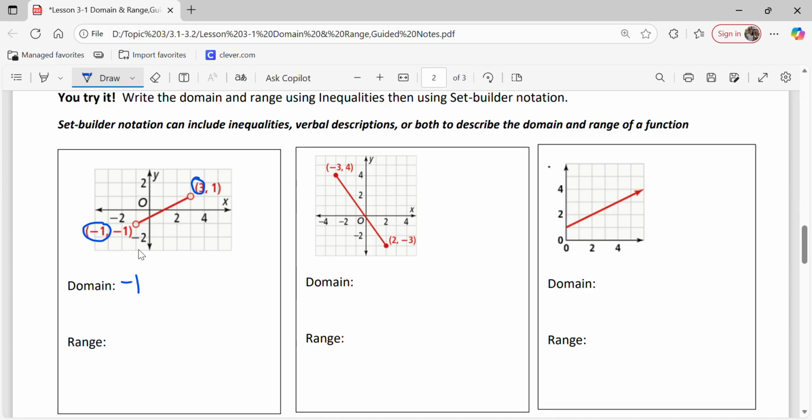So -1, always smallest goes first, 3 should go last. Domain, talking about my x. So from -1 all the way to +3, -1 is less than x, and x is less than 3. Because they are open circles, there is no equal sign.